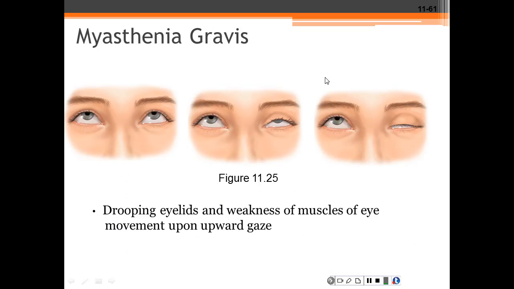And here's an example of the drooping eyelids, sorry. Drooping eyelids and weakness in the muscles of the eyes, and they have a movement, and they start to look upward.